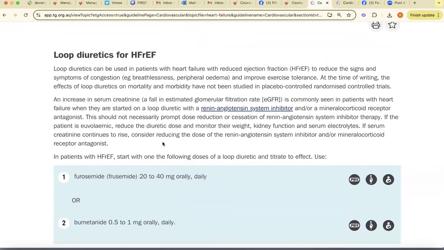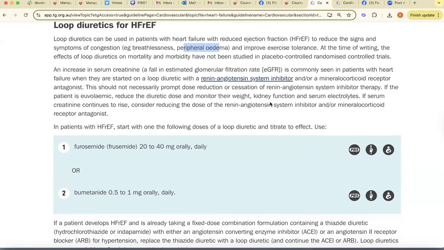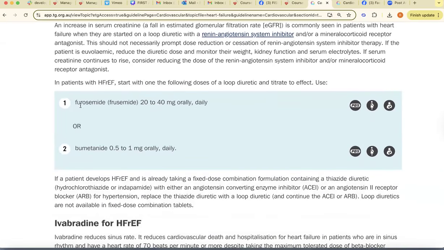There are other drugs that sometimes we use in heart failure patients, like loop diuretics. You guys were asking why we don't use any other diuretics. We do use them, but we use loop diuretics only for patients who have excessive congestion. If a patient has signs and symptoms of congestion, like they are breathless because of pulmonary edema, or they have peripheral edema, for that congested patient we can use the loop diuretics. For them we can use furosemide or bumetanide. Any of these will be fine.